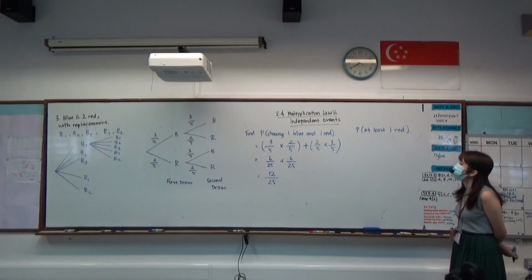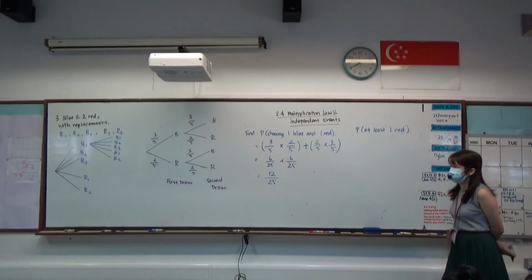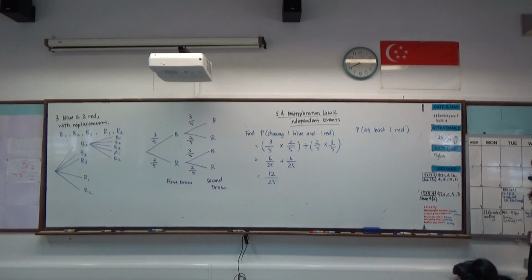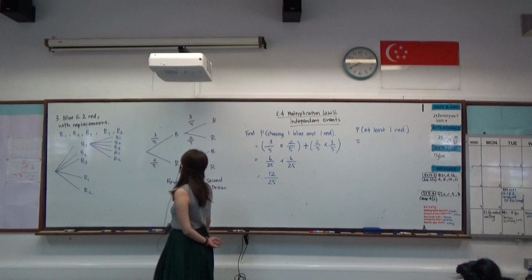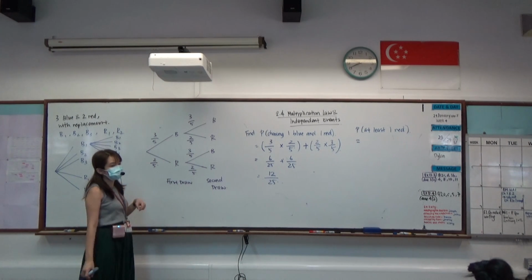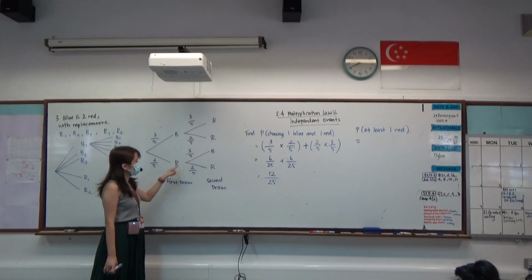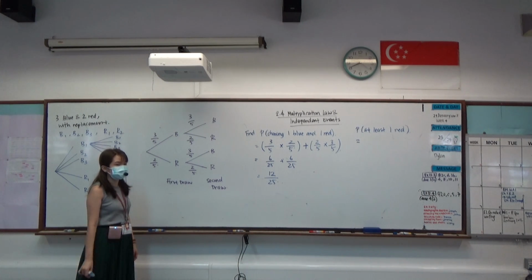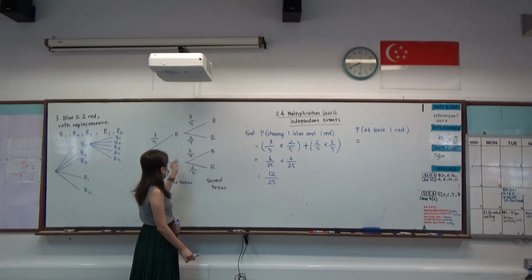I want you to find the probability of getting at least one red. How do we then find the probability? Joshua, could you give it a try? At least one red. What are the cases that we need to consider? Blue, blue, blue, red, red, blue, red, red. What does that mean? What are the cases that we have to consider for at least one red? The combinations that we have are blue, blue, blue, red, red, blue, red, red.